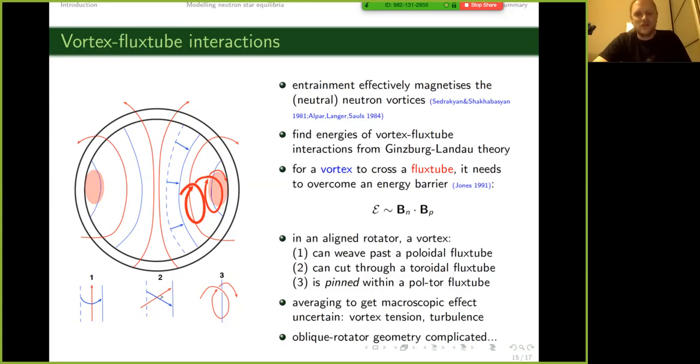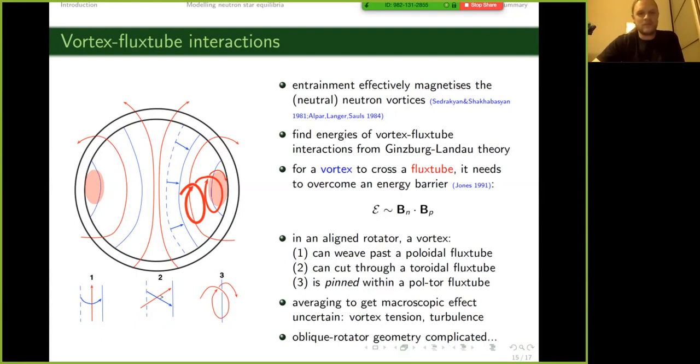Yeah, it's really not clear how to go from those local ideas to do the averaging, if you like, in the right way to see what the macroscopic effect of that would be. And furthermore, even if we could do it for this case, this is an idealized case where you have an aligned rotator. So the rotation axis and the magnetic axis are the same. And we know the pulsars, at least that's not the case. Otherwise we wouldn't get the pulsed radio emission.